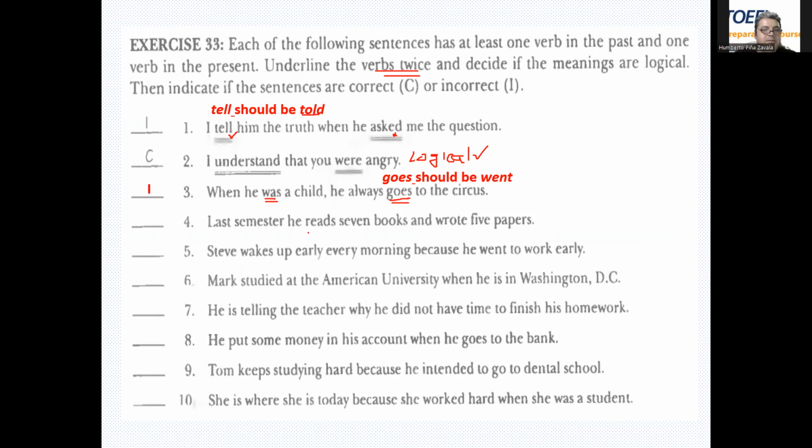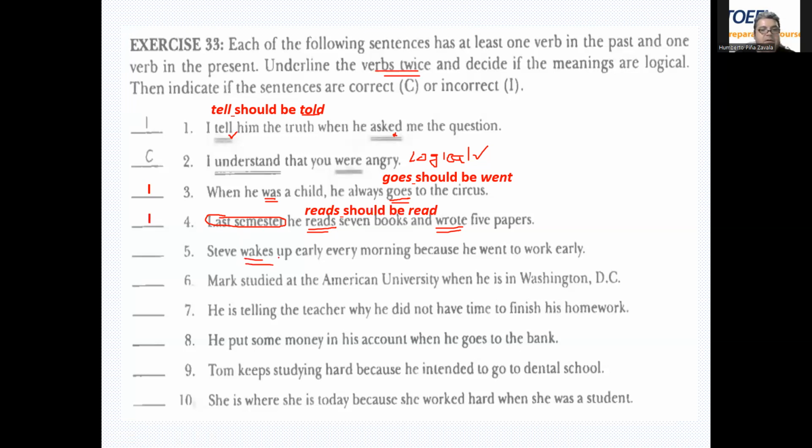Last semester, he reads 7 books and wrote 5 papers. You know, this happened last semester. So that should be totally in the past. He reads is present. It's incorrect. It should be: he read 7 books and wrote 5 papers.